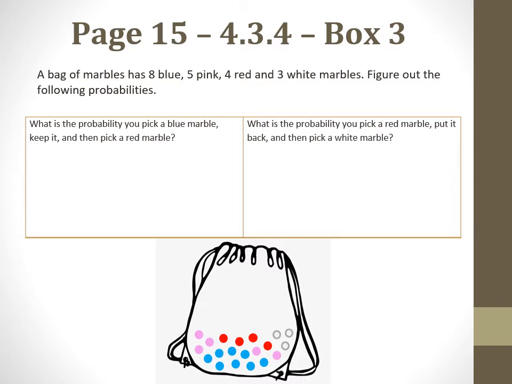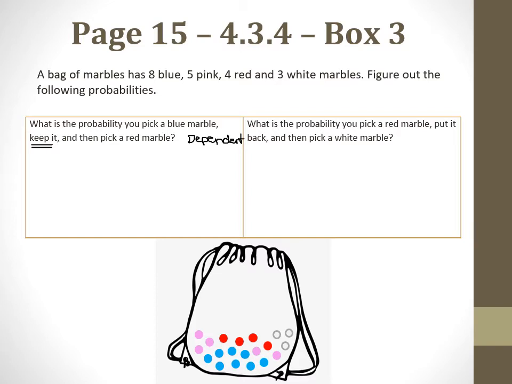Now let's take a look at some dependent probabilities. So this question here in the start of box 3 says, what is the probability that you pick a blue marble, keep it, and then pick a red marble from the setup where we have 8 blue, 5 pink, 4 red, and 3 white marbles in the bag? So as soon as you're keeping a marble, we know that this is going to be a dependent event.